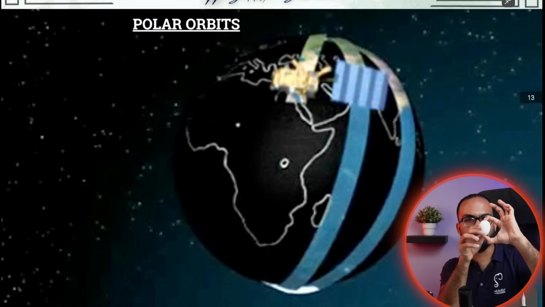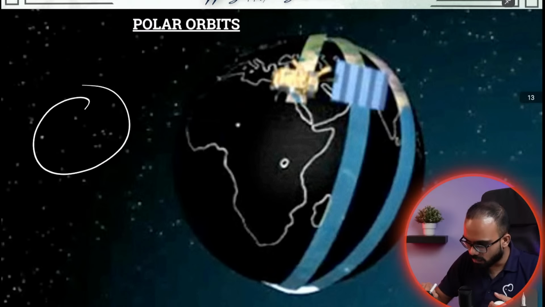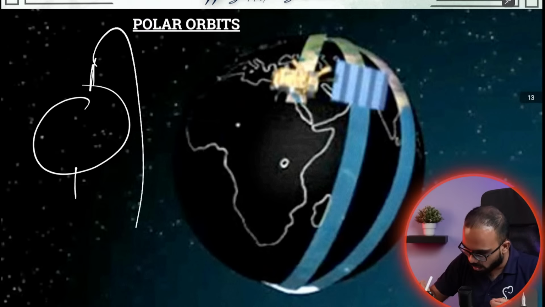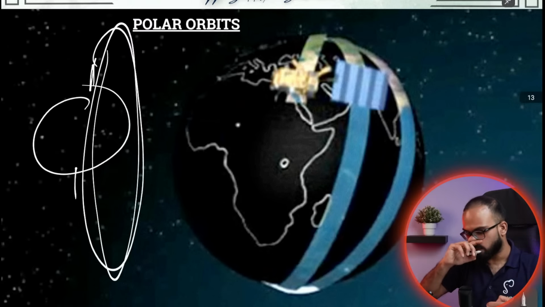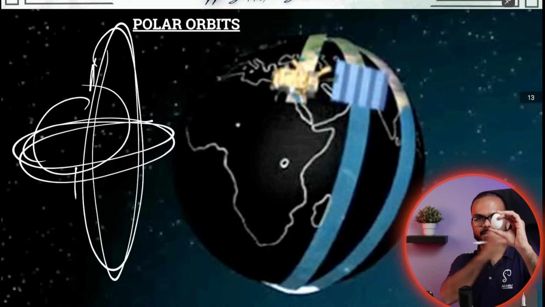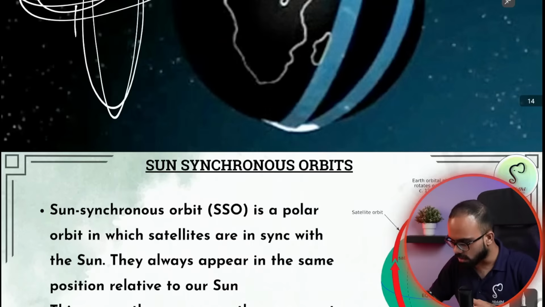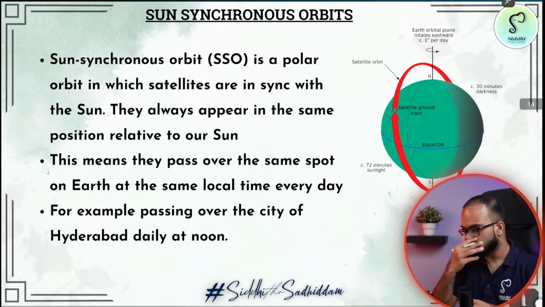Polar orbits are precise from pole to pole, and these are low Earth orbits, as in, the height is less than 180 kilometers. So you have Earth's surface, there is 180 kilometers. Below 180 kilometers, the satellite rotates from north to south. Earlier, I spoke about the satellites that were rotating from west to east. Now, in polar orbit, the satellite rotates from north to south. So those kinds of orbits are called polar orbits.